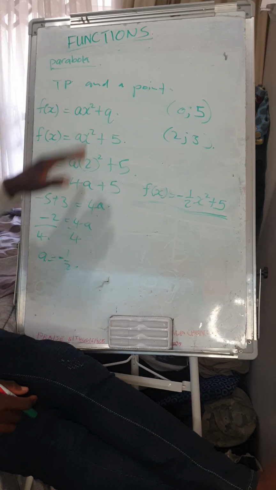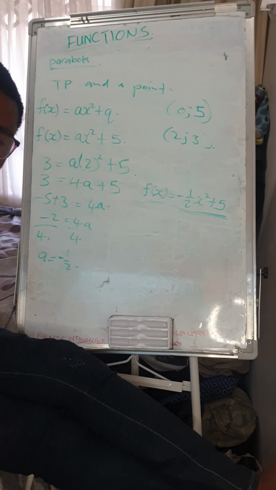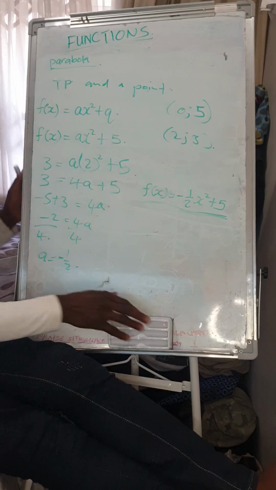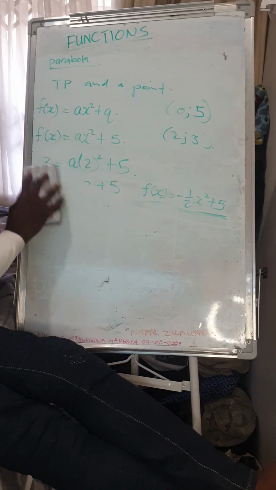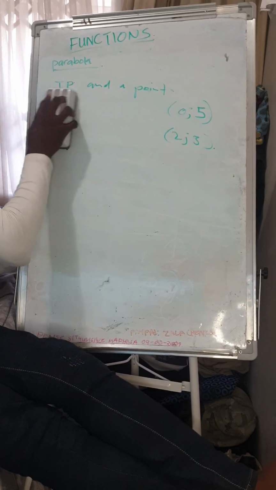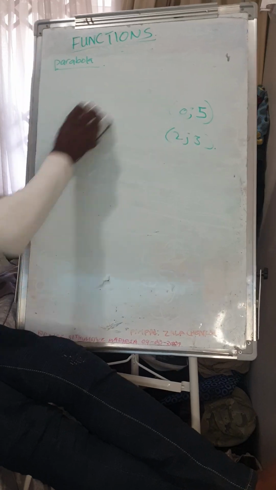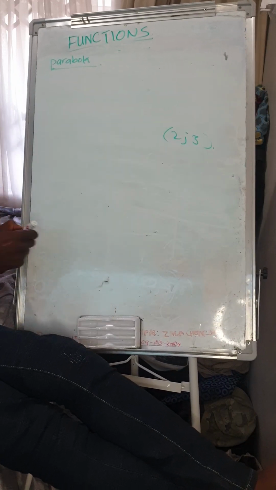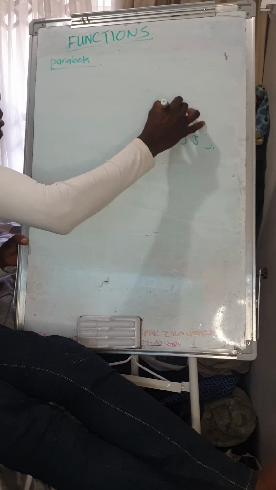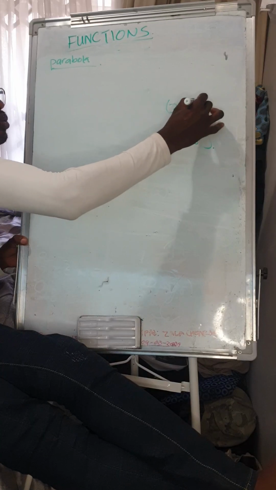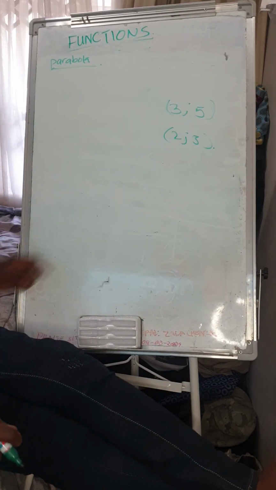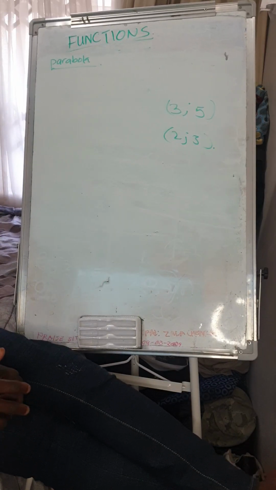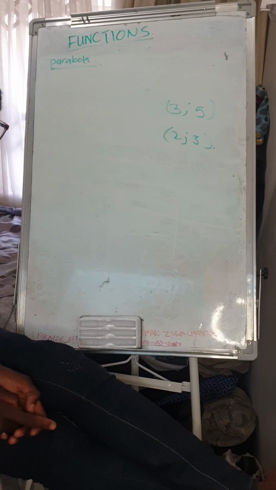Right, this is how we determine the equation of a parabola. But there is also another method. How about you are given two points, (3, 5) and (2, 3)? Given just two points in general.